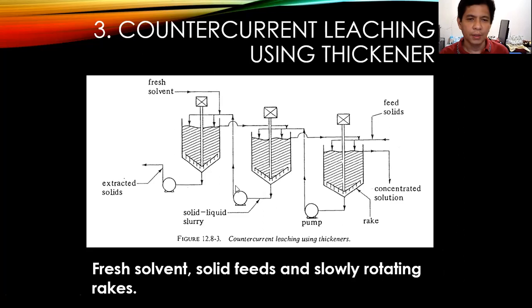So yung thickener type, ang kanyang characteristic, meron siyang slowly rotating rakes dito sa bottom ng mga tanks, no? So you introduce the solids on the last tank para counter current, tapos yung solution naman dito sa first tank. So as you can see, yung slurry on the bottoms is moved to the next tank using a pump, no? Pupunta doon sa susunod. Tapos yun namang solution, nag-overflow lang yan. Nag-overflow papunta doon. Usually, pwedeng magkakadikit yan.